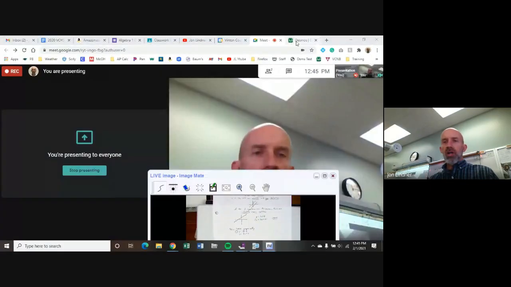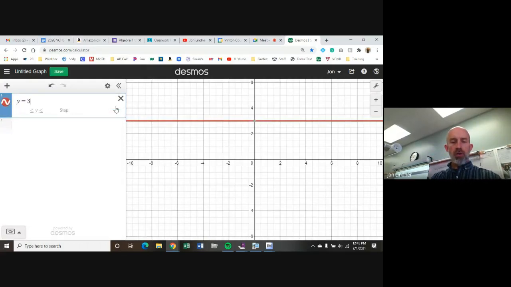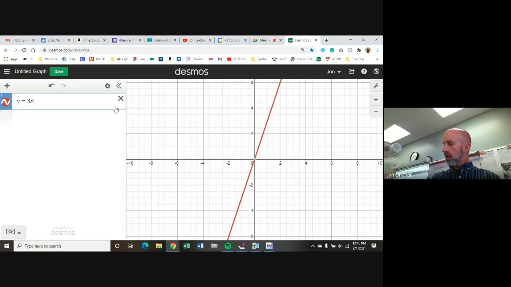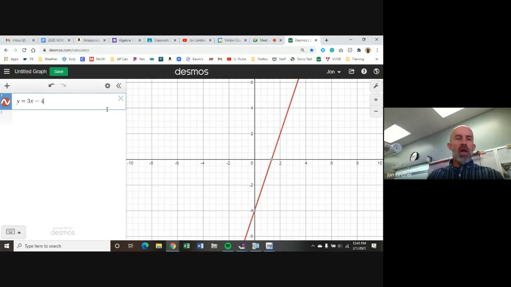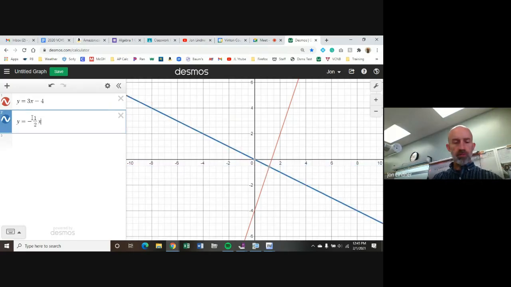And so we go to Desmos now. All we have to do is type in those two equations. Y equals 3x minus 4. There's the first one. And then we type in the other equation, y equals negative 1/2 x plus 2.